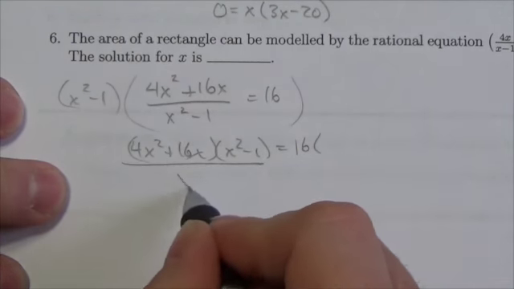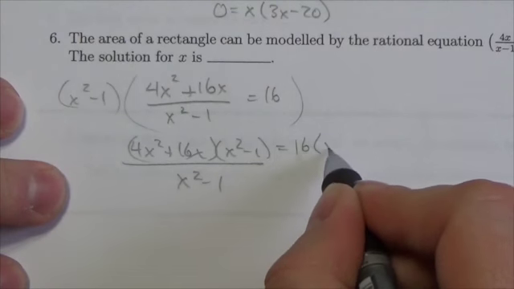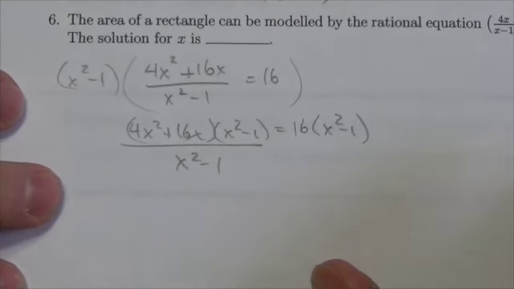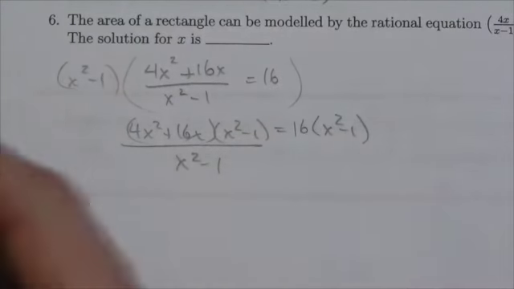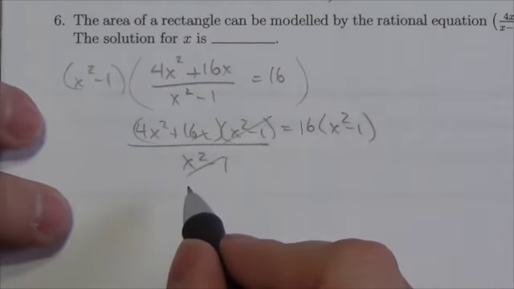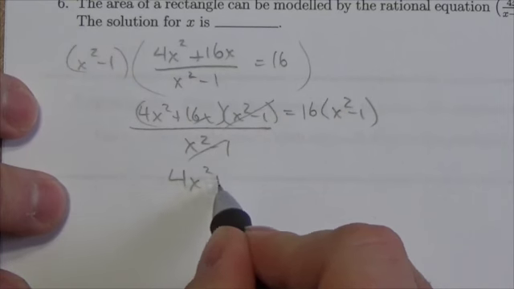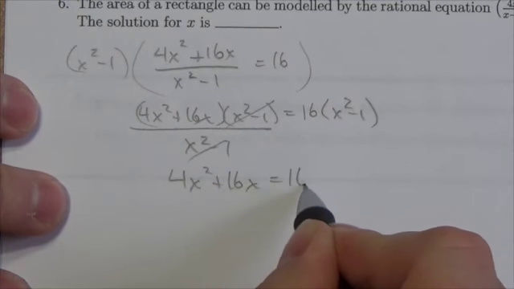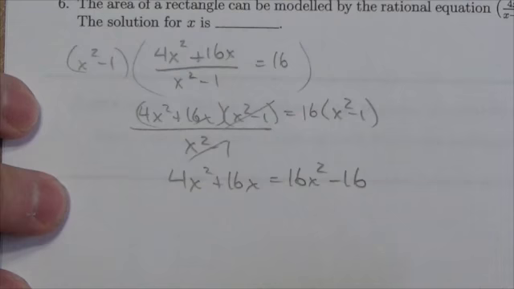Oh, sorry, this is all over x squared minus 1, and on the right it's 16 times x squared minus 1. So I'm just going to put that x squared minus 1 in every numerator. Now on the left-hand side, that's going to cancel, and I will be left with 4x squared plus 16x is equal to 16x squared minus 16 when I multiply that through.